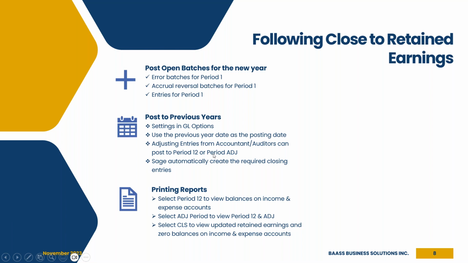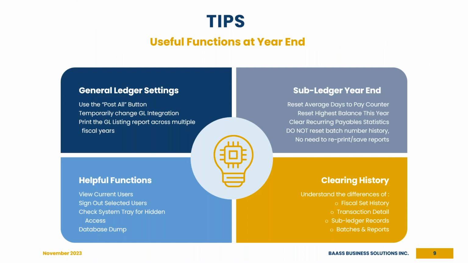And then to print showing that we do not have any entries in period 12 with the balances, but actually to show the closeout to retained earnings, you select the period CLS. That allows you to review any updated retained earnings and have the report print zeros in your income and expense accounts. And just as a reminder, if you do post back to a previous year, Sage will automatically create the required closing entries.